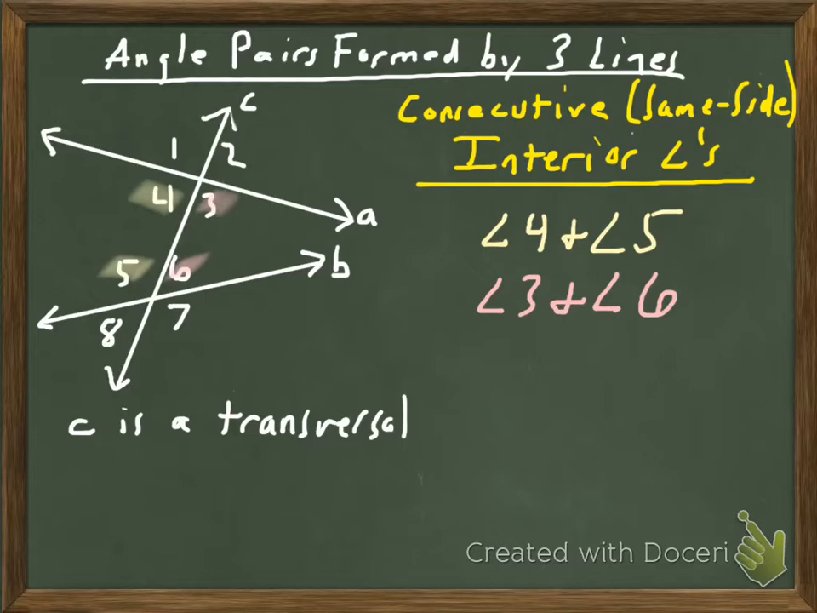Now, the other type of angle pair that we didn't talk about were consecutive exterior angles, which would be like angle 1 and 8, or angle 2 and angle 7. But we don't really have to worry too much about consecutive exterior angles. But corresponding angles, alternate interior angles, alternate exterior angles, and consecutive interior angles are all terms that you need to be very, very familiar with, and you need to be able to identify such angle pairs at any time when you have 3 or more lines that are intersecting one another in some combination.